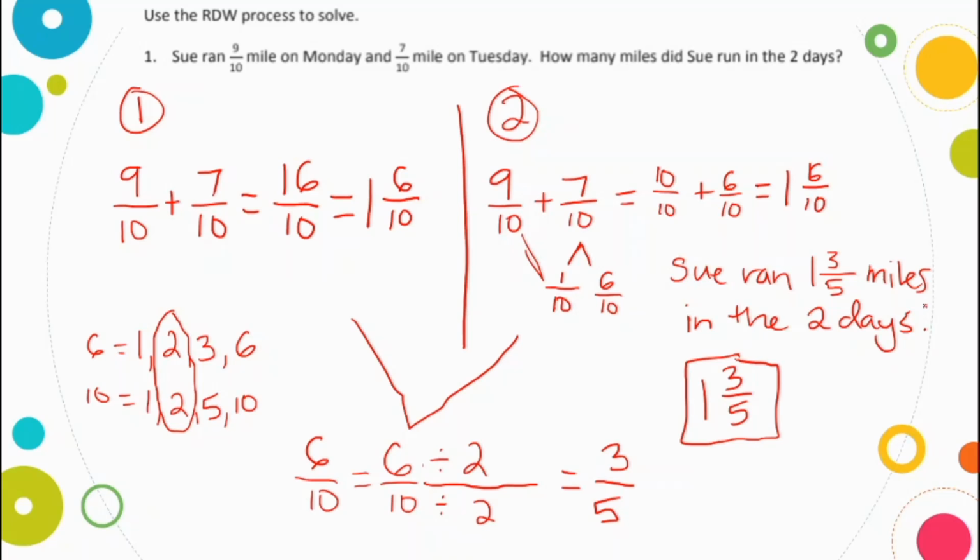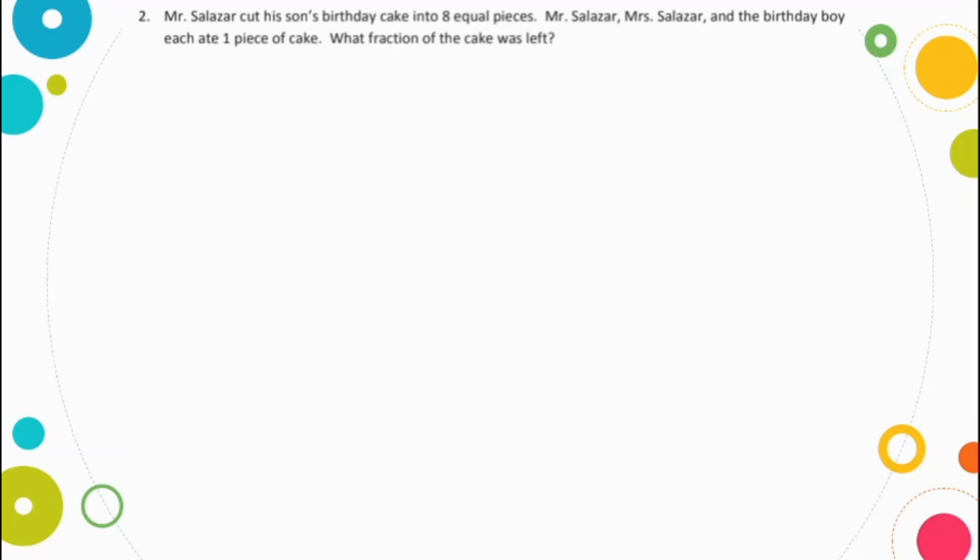Alright. So, moving on to problem number 2. It says Mr. Salazar cut his son's birthday cake into 8 equal pieces. Mr. Salazar, Mrs. Salazar, and the birthday boy each ate 1 piece of cake. What fraction of the cake was left? So what math operation are we going to use to solve this problem? Hopefully you said subtraction. So what we're going to do is visualize this first with a number line.